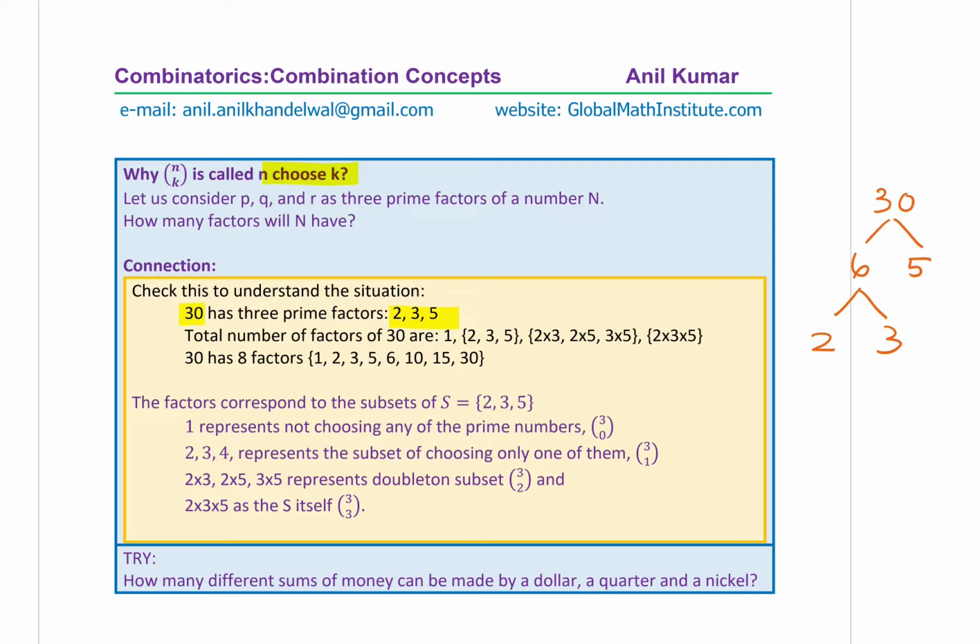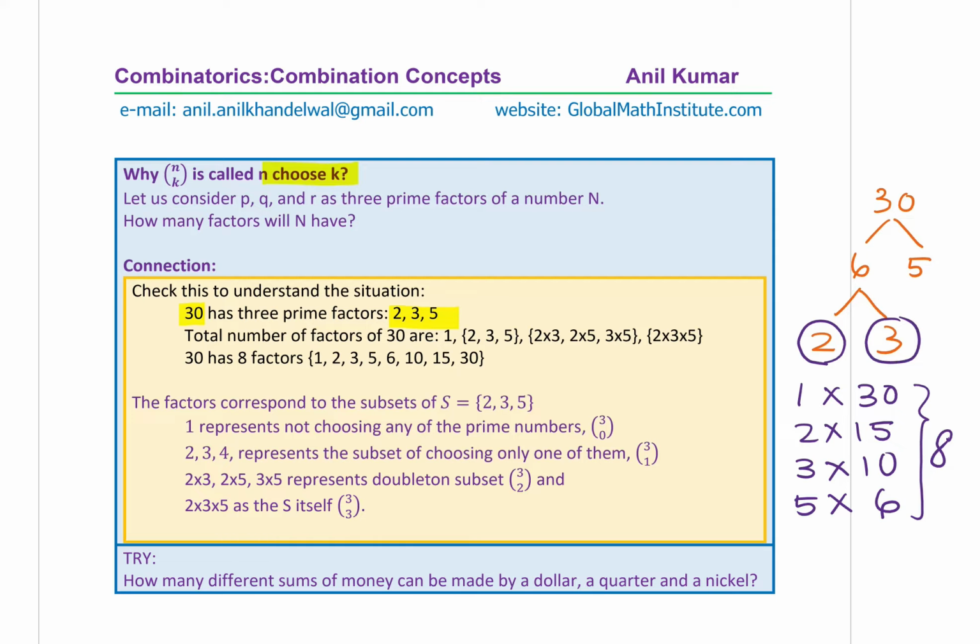Now, we need to find all factors of 30. What it really means is the factors are like 1 times 30, which gives you 30. 2 times 15 gives you 30, correct? 3 times 10 gives you 30. And then 5 times 6 gives you 30. So these are the 8 factors of 30. In all, we have 8 factors of 30, provided we begin with these three prime factors.